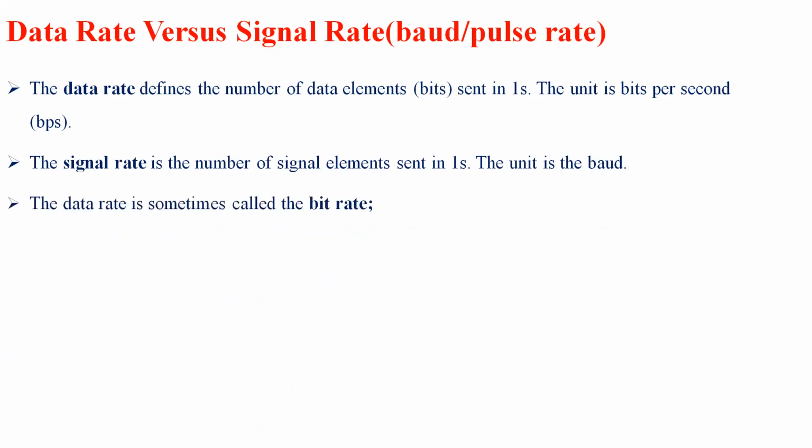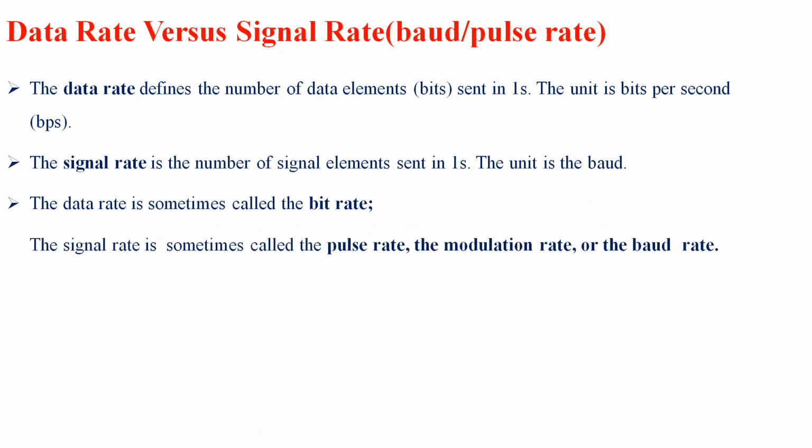So this data rate is also called a bit rate. Sometimes the data rate is also called a bit rate, and the signal rate is also called a pulse rate, a modulation rate, or a baud rate. So the data rate is called a bit rate, whereas the signal rate is called a pulse rate, modulation rate, or baud rate. Pulse rate, modulation rate, and baud rate are similar to a signal rate.